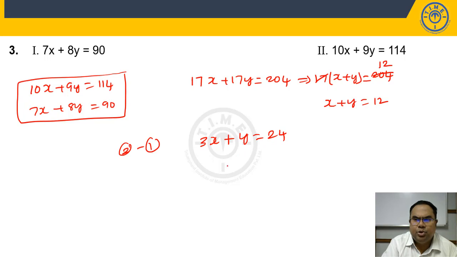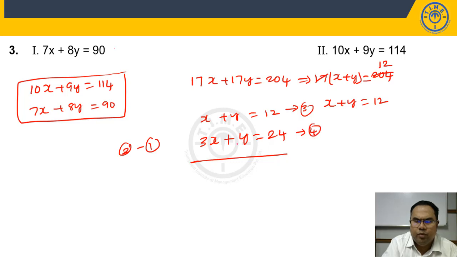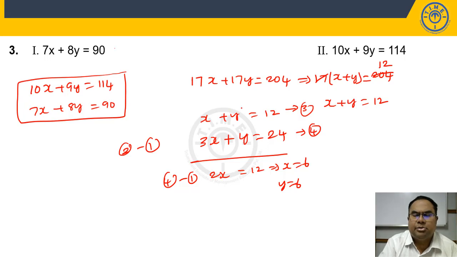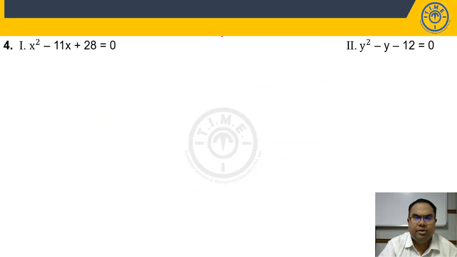So I have these two equations now, x plus y is equal to 12. Let's say this is 1, this is 2, this is 3, this is 4. 3 minus 4, 3x minus x is 2x, y minus y gets cancelled, 24 minus 12 is 12. This implies x is equal to 6. If x is equal to 6, I'll get y is also 6 if I substitute here. So both are equal, x and y are equal. Equal means option 5.